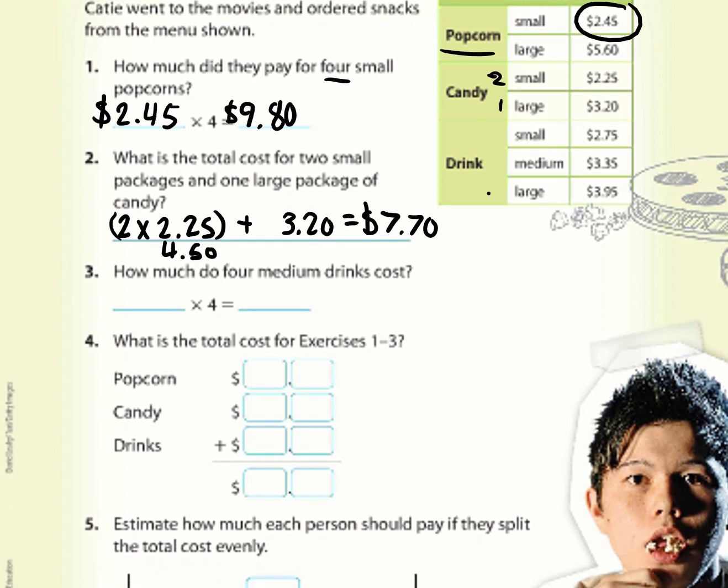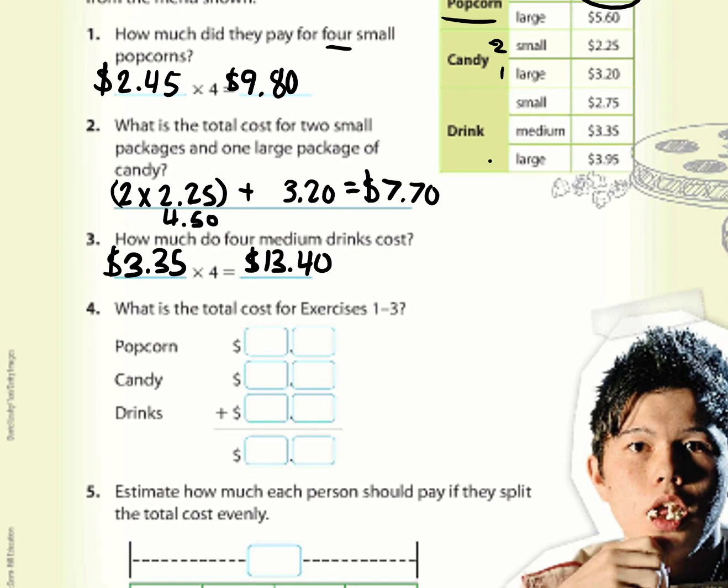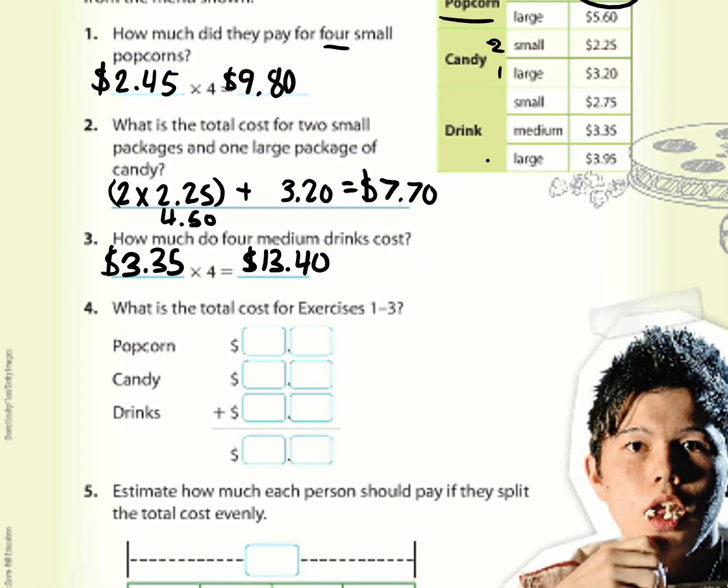Number 3, how much do 4 medium drinks cost? So we have 4 medium drinks. This is going to be $3.35. And multiply that by 4, we get $13.40.